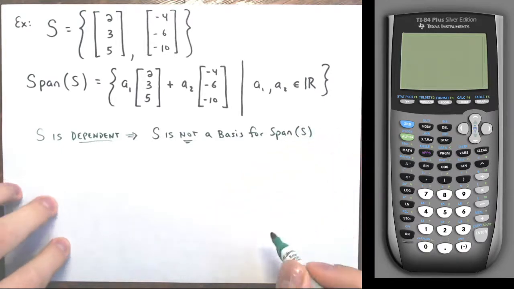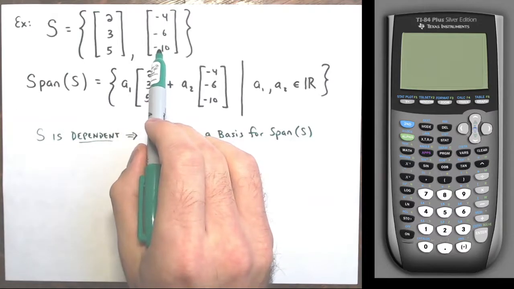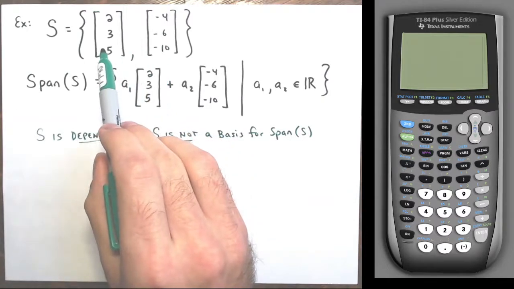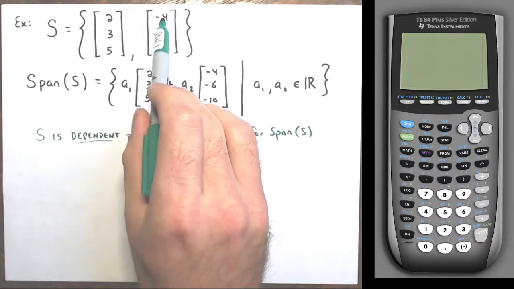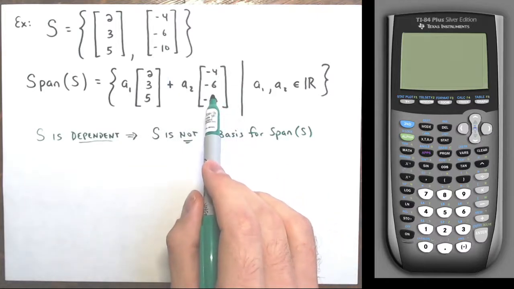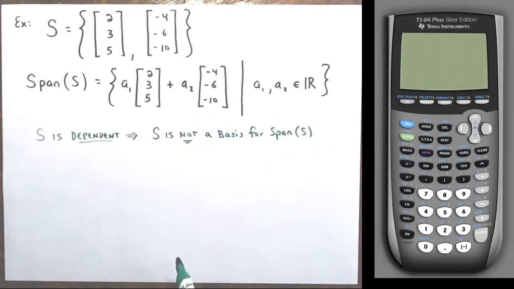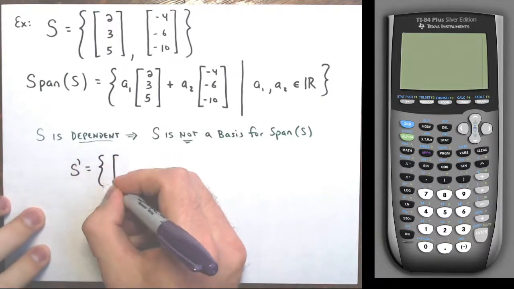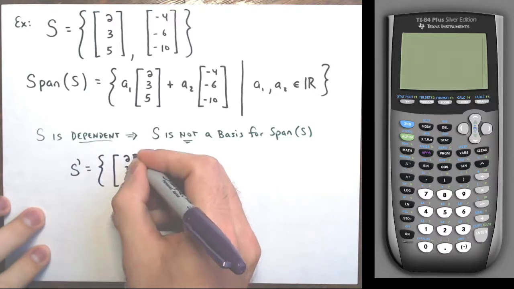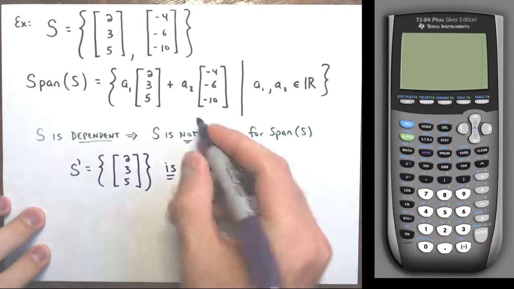But I already mentioned earlier that I can say that this vector is just a scalar multiple of 2, 3, 5. So I don't need this one, right? I don't need -4, -6, 10. I can replace -4, -6, 10 with -2 times 2, 3, 5, and then write everything in terms of just the vector 2, 3, 5. So S prime, with just the vector 2, 3, 5 in it, this would be a basis for the span of, for this set here, the span of S.